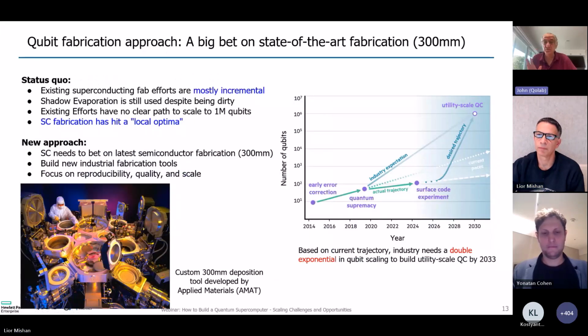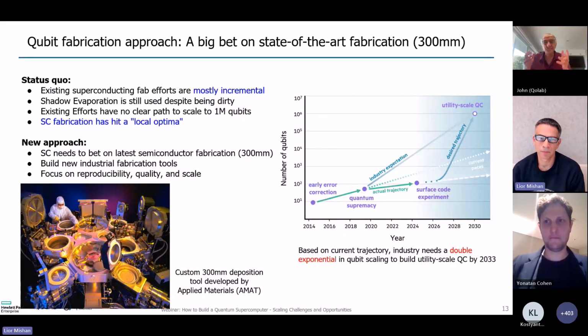Okay, so now I want to talk a little bit about our approach on the hardware. And the basic issue here is most superconducting fab efforts are incremental. We're using shadow evaporation. That's really dirty. We need to do better.